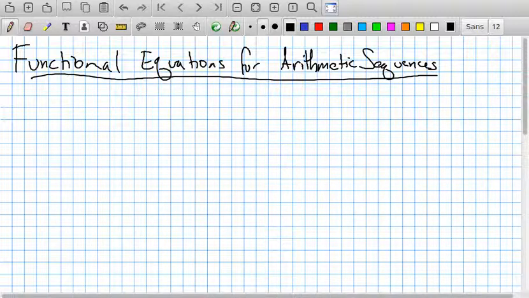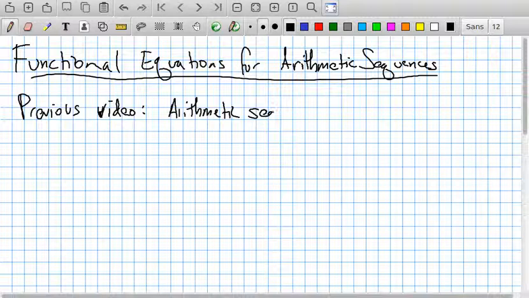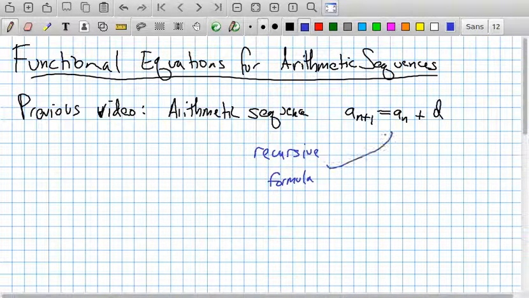In the previous video, we had seen something about a recursive formula. We had seen that an arithmetic sequence always has a sub n plus 1 equals a sub n plus d. That was the recursive formula for an arithmetic sequence.